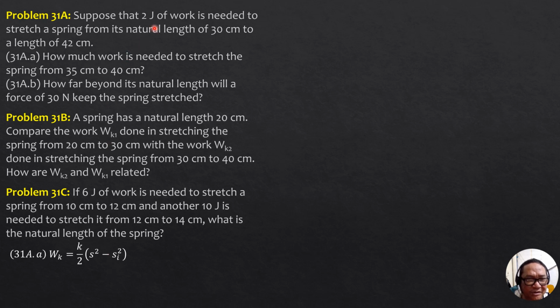So 2 joules is equal to K over 2. Quantity S is equal to final length 42, initial length 30, so 12 cm, and 12 cm is 0.12 meter, while SI is 0 because the spring is stretched from its natural length. So 30 minus 30 is also 0. So substitute 2 joules equals K over 2 quantity 0.12 square minus 0 square. So solving for K is 2,500 newtons per meter.